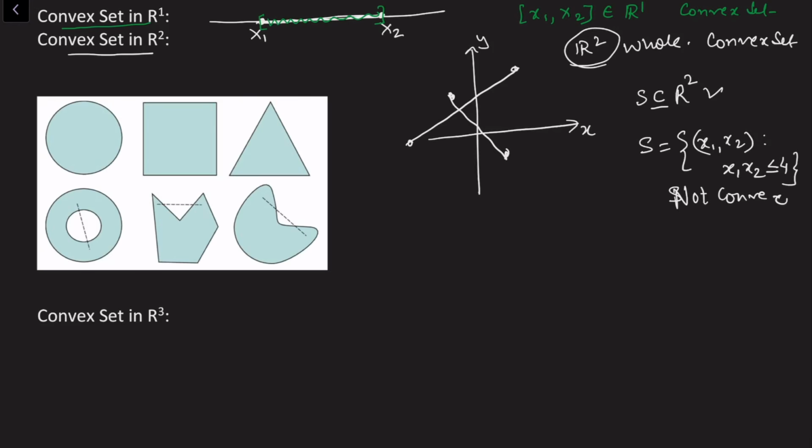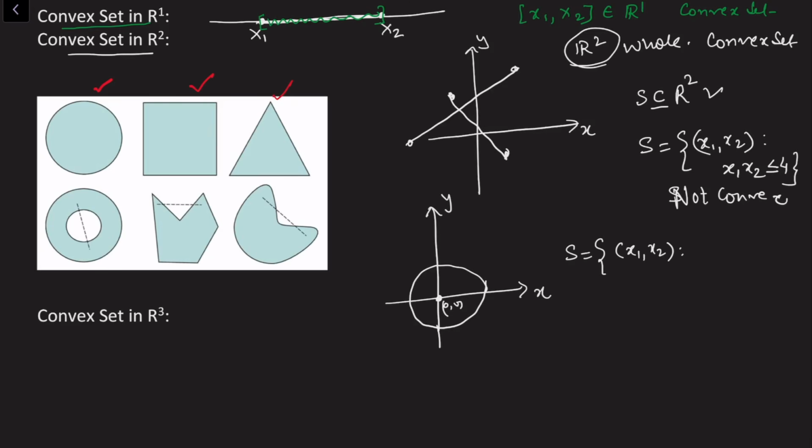If I consider a triangle in R2, this will definitely be a convex set. Consider a square, this is also convex. Consider a circle, this is also convex. Suppose I consider a circle on the plane which passes through the origin, and I consider S as x1, x2 such that x1 square plus x2 square is less than or equal to 4. That means all the points are included within the region, and if I take any 2 points in the region, the line joining them will always be in the circle.